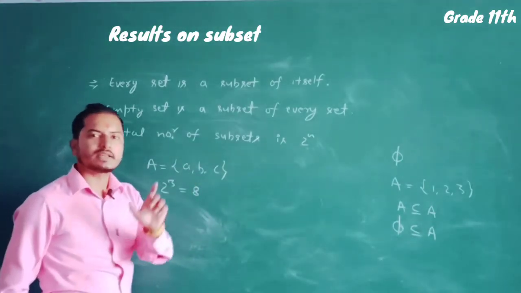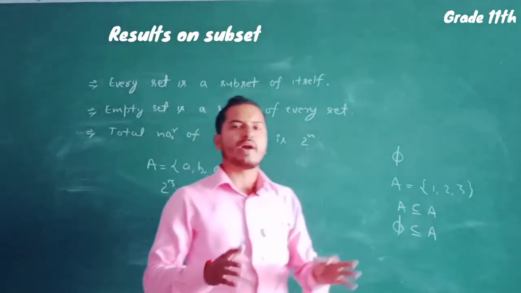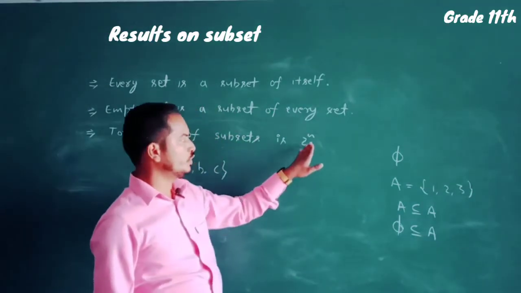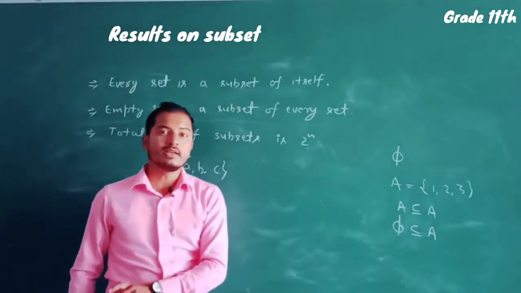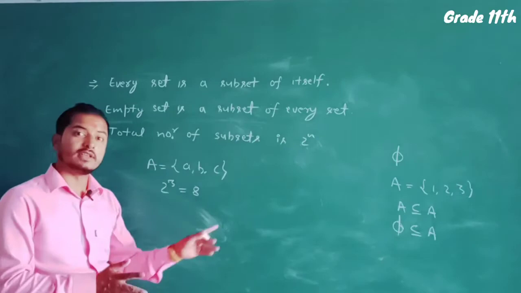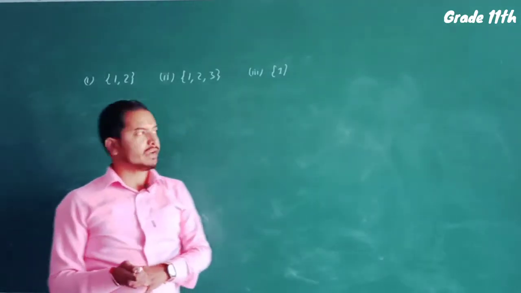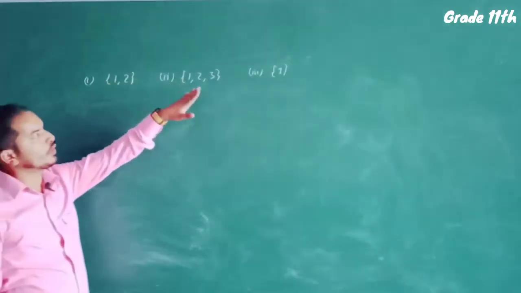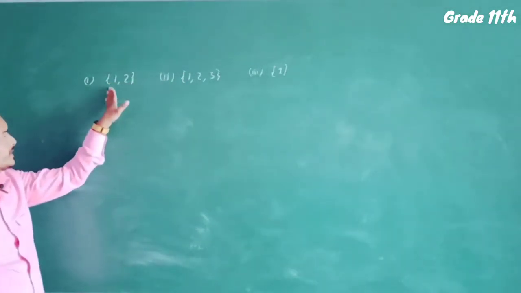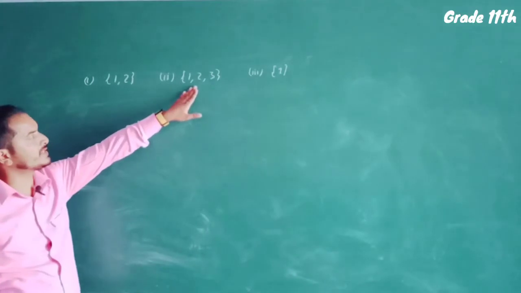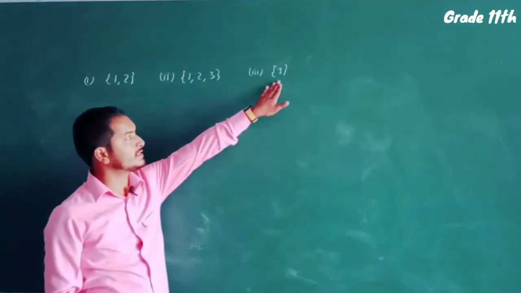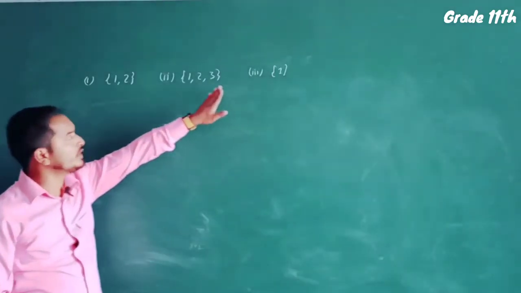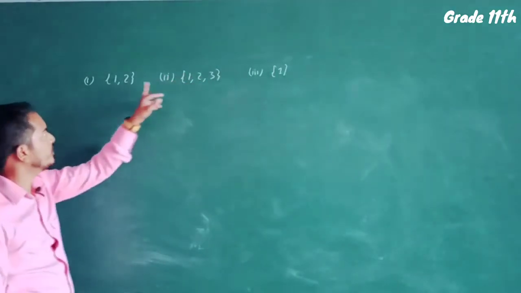So if we have a given set and we need to find the number of subsets, then we can easily find it by the formula 2 to the power n, where n is denoting the number of elements in this set. Now let us solve an example related to subsets. Write the subsets for the following sets. Here are 3 sets. The first set is 1 comma 2. The second set has how many elements? 3 elements. And the third set has only 1 element, which means this set is a singleton set. We need to write all the subsets of these 3 sets.